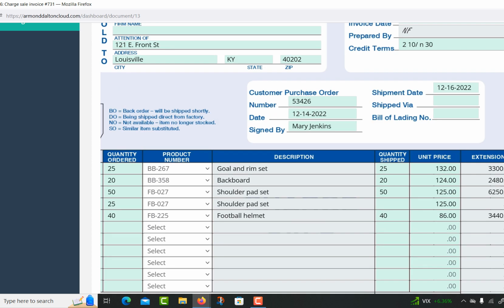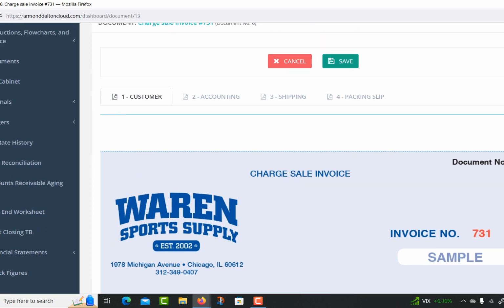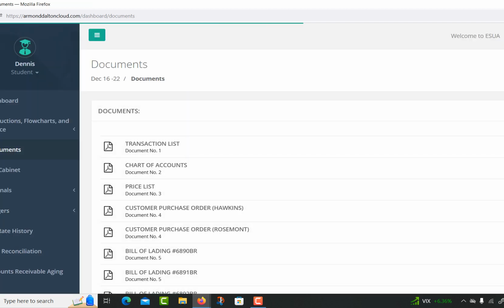When you actually finish a document, you're going to save it here. And it will save in your documents.